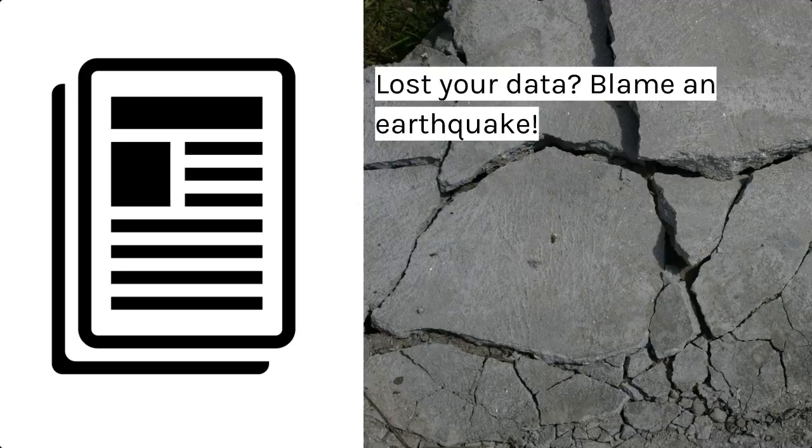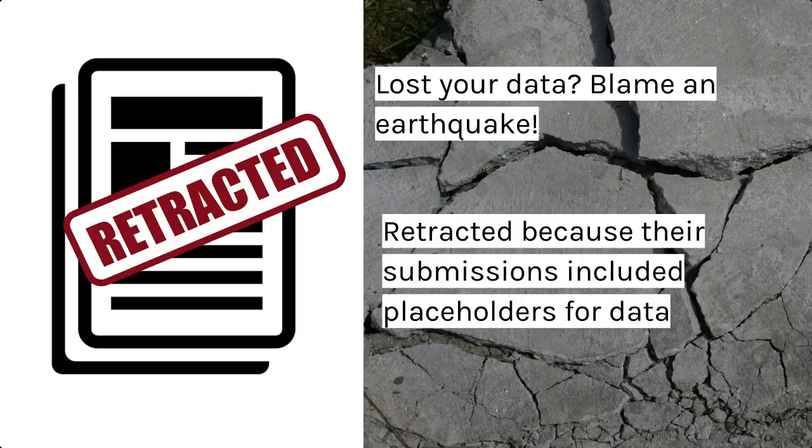The research in this article was about brain tumors. The title of the article was Superoxide-Dependent Uptake of Vitamin C in Human Glioma Cells, and it was published in the Journal of Neurochemistry in 2013. But it was retracted in 2015 because their submission included placeholders for data. According to the authors, the missing data was due to a 2010 earthquake that caused the authors to lose the data that they had stored.